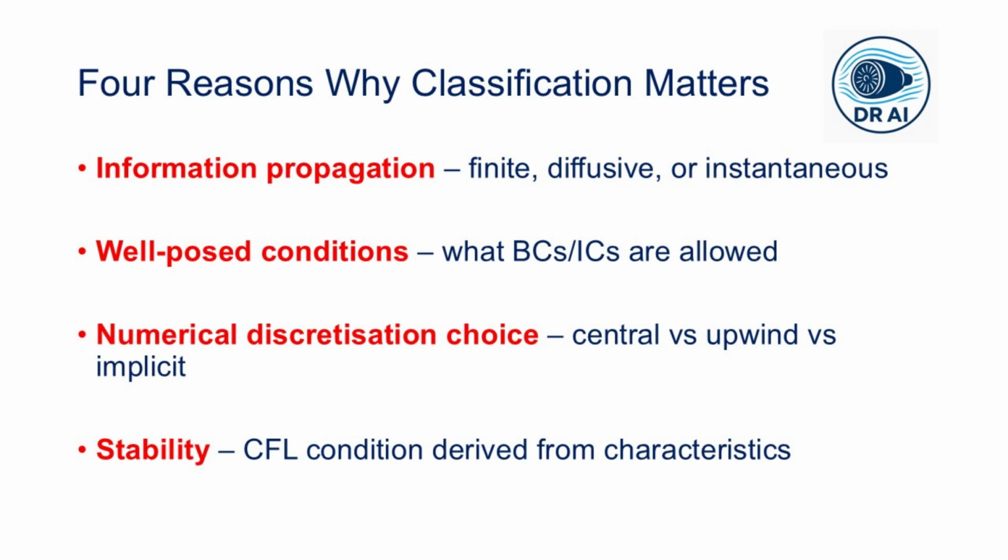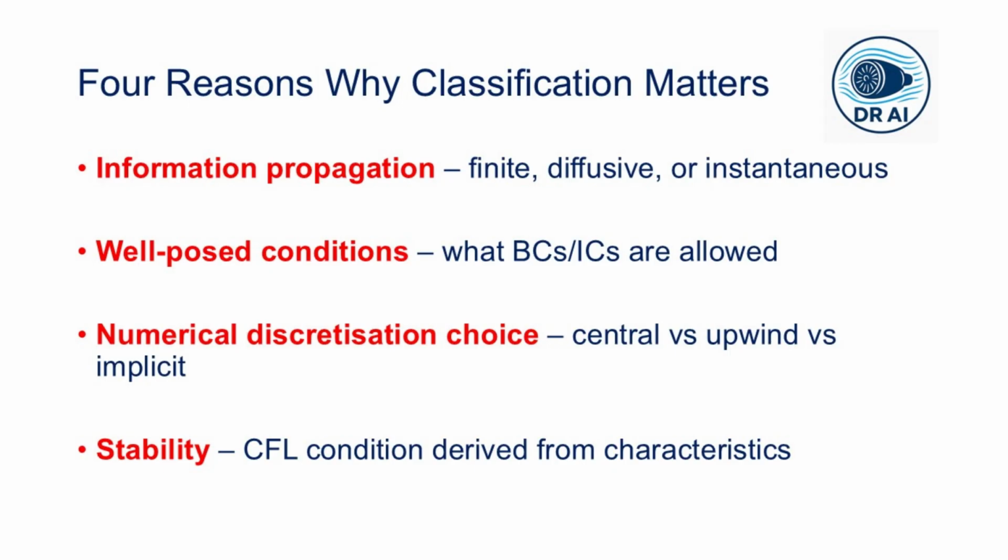So, why is classification so crucial? There are four reasons. First, the equation type dictates the information propagation speed, finite, diffusive, or instantaneous across the whole domain, which directly determines the choice of numerical scheme.